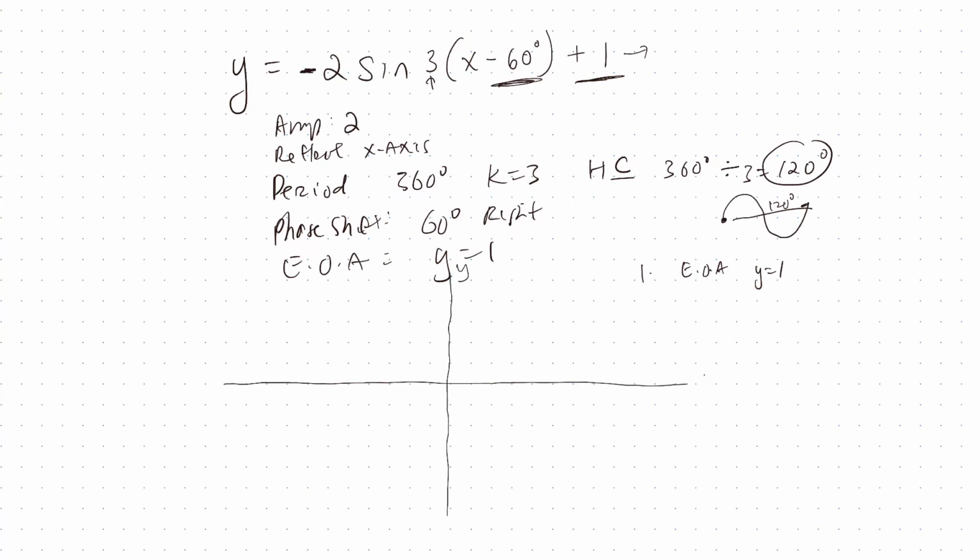Here's my y and here's my x. The first thing I'm going to draw is my equation of the axes, which is 1. So 1 is over here. I'm going to use red, and I'm just going to draw a dotted line, indicating that this is the EOA.